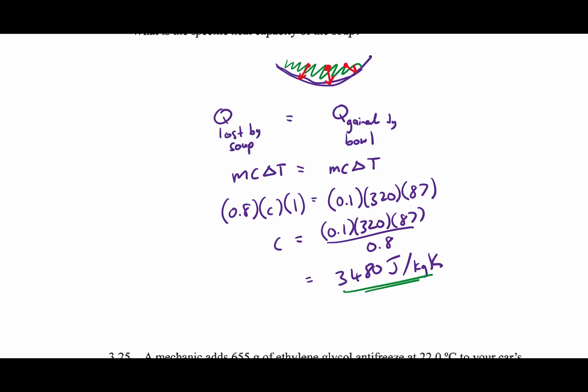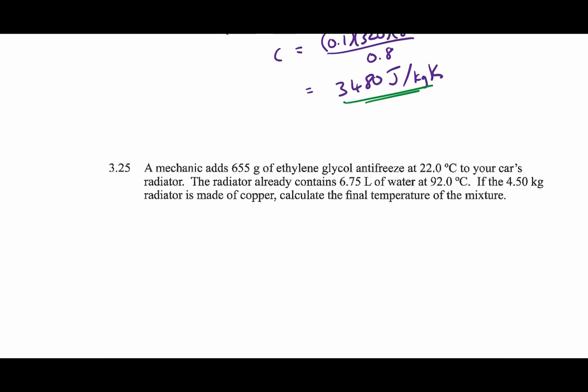Okay, so let's make it a bit more complicated. So now we've got a mechanic that's adding some antifreeze to a radiator that's got water in it, which means that I have three systems interacting here, or one system interacting with two more. So let me just draw that up. So what I'm going to have is heat that's gained by the antifreeze, because the antifreeze, when it goes in there, is going to be at 22, so it's going to increase in temperature.